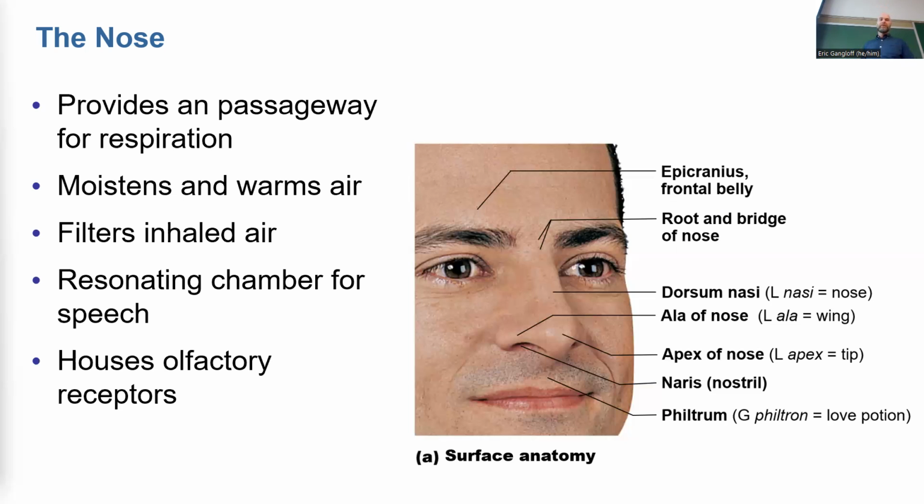And importantly, the nose houses your olfactory receptors, of course, your sense of smell. So lots of important things for the humble nose to do. We're going to get into the internal anatomy more in just a second here, but these are the important structures on the external anatomy. Questions?